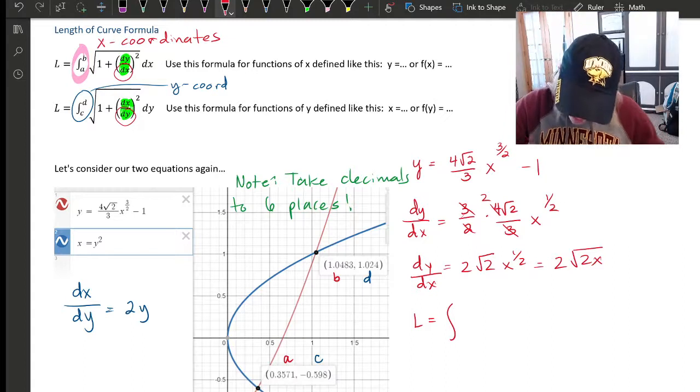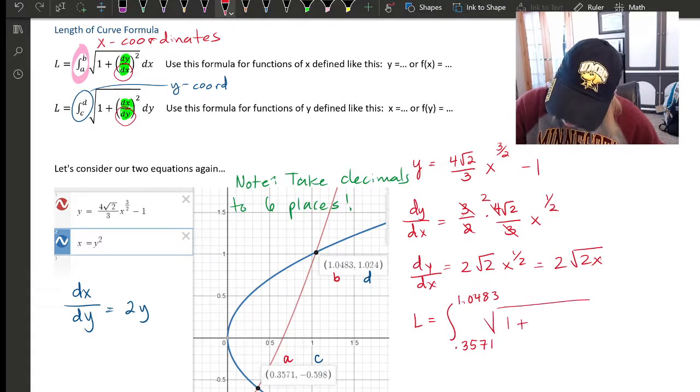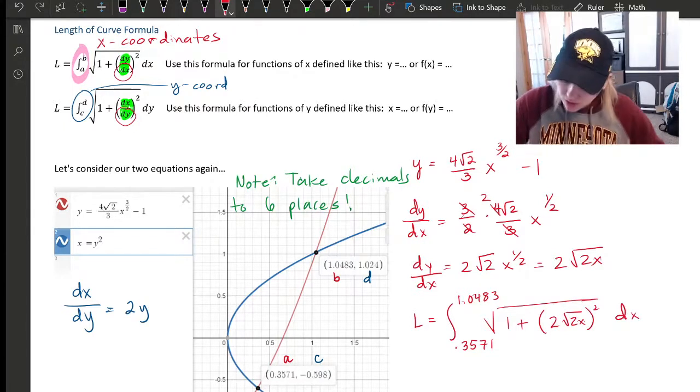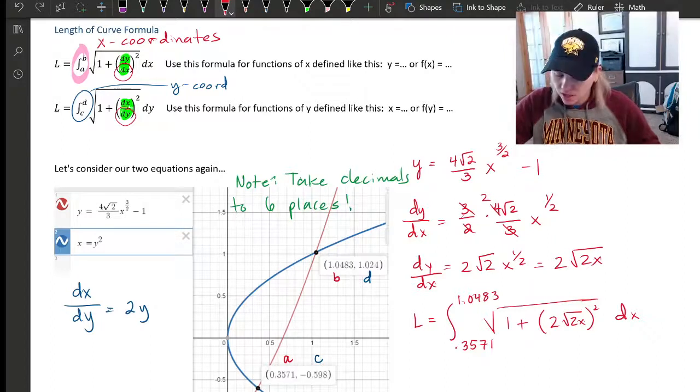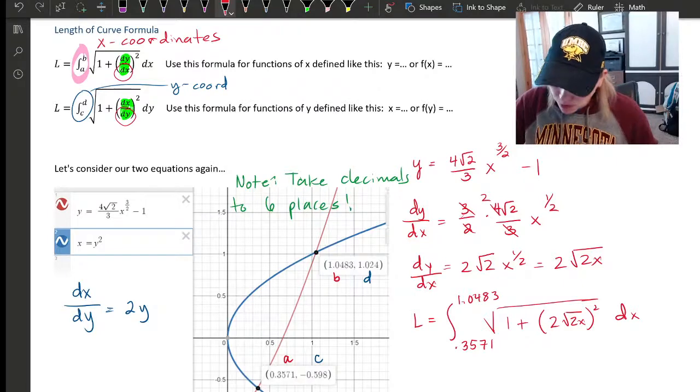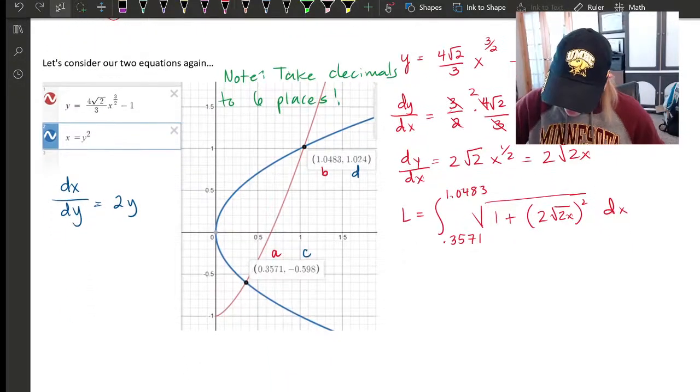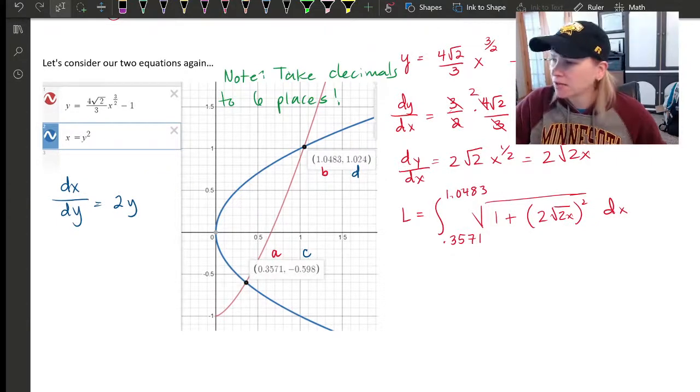So here we go. The red curve is in terms of x, so I'm going to use the x numbers. So 0.3571 all the way up to 1.0483, and I'm going to have the square root of 1 plus, and then I'm going to take that derivative and I'm going to square it. Now this one I probably could have worked out so that I could evaluate it by hand, but I'm not going to. I'm actually going to plug it into my calculator. So let's go ahead and pull up our calculator, and I'll show you what it would look like.